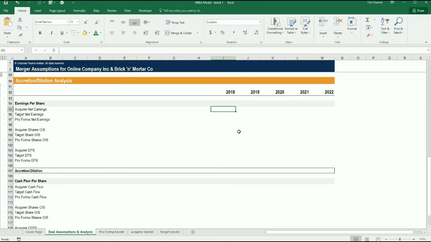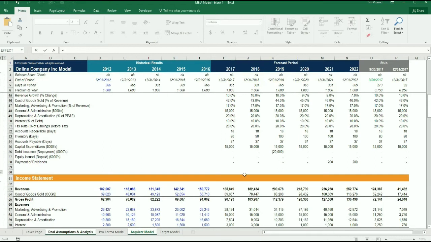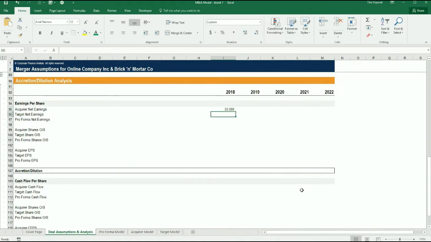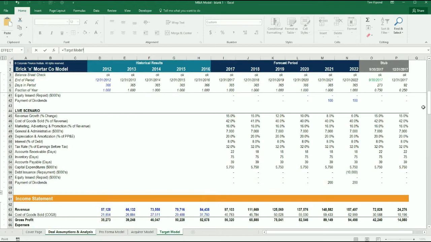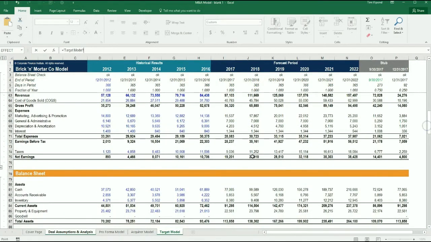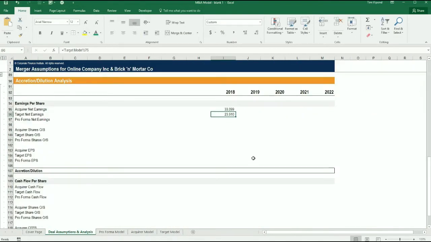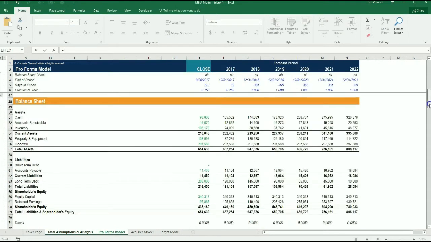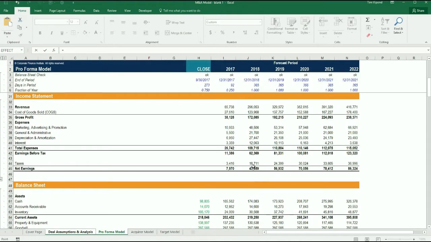We're going to link to the acquirer's net income. So we go to the acquirer's standalone model and we select the net earnings in 2018. Then we go to the target, select the target's net earnings in 2018. And finally, we go to the pro forma model and select the pro forma net earnings in 2018.